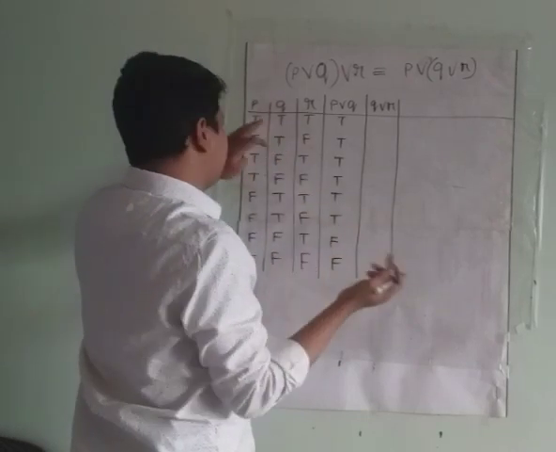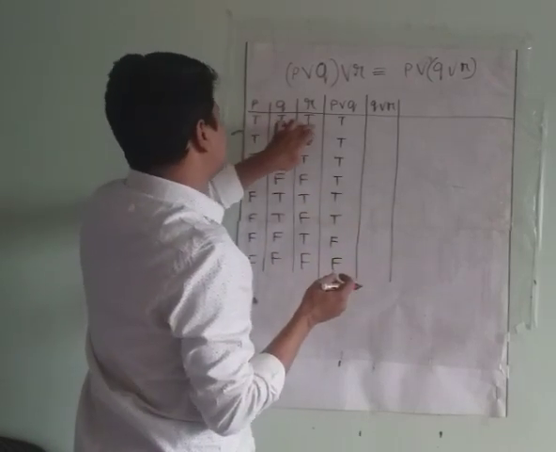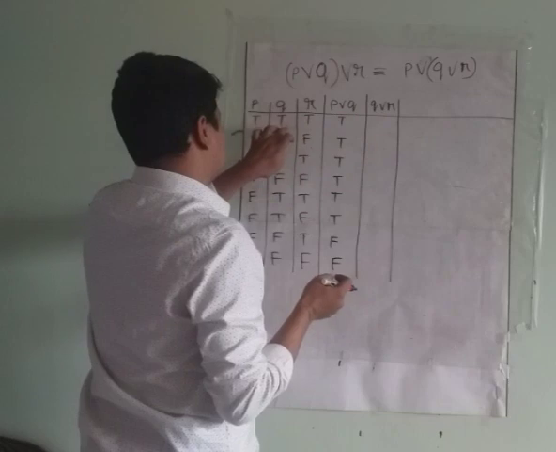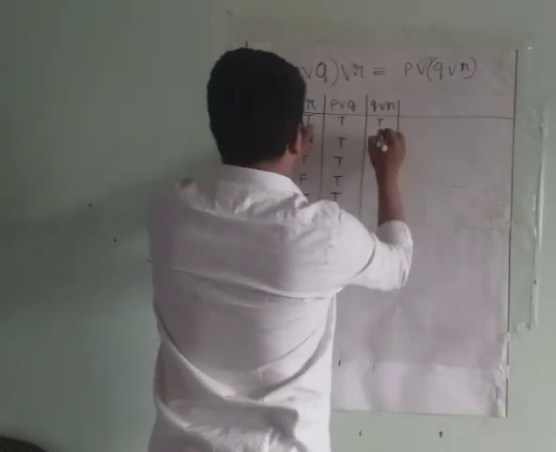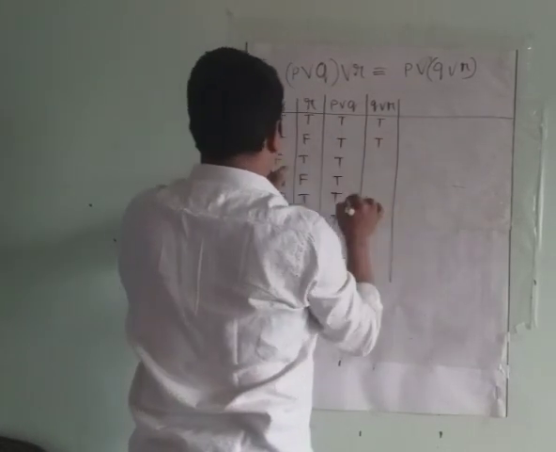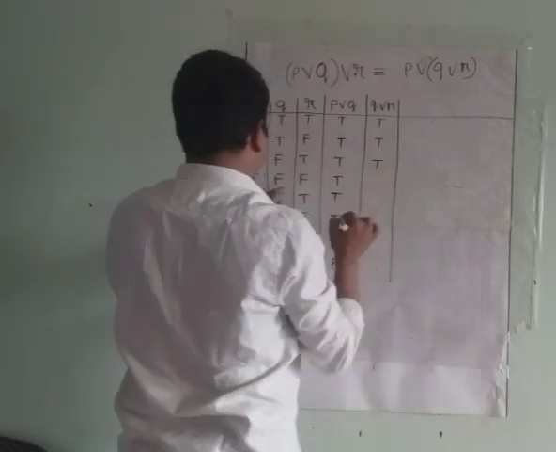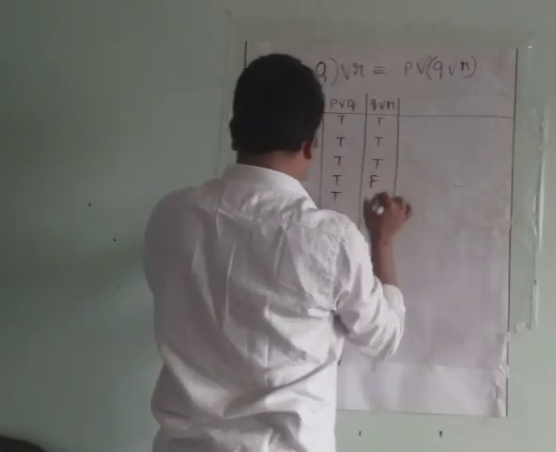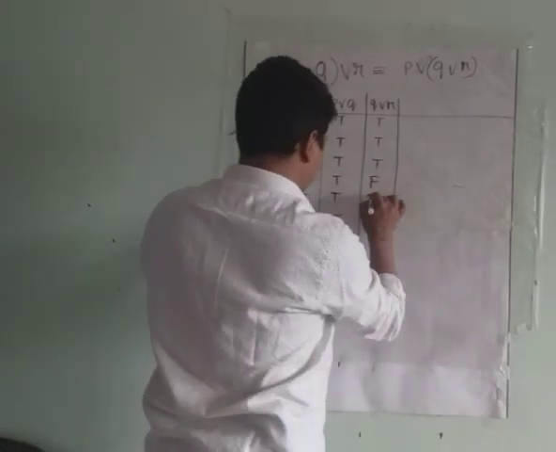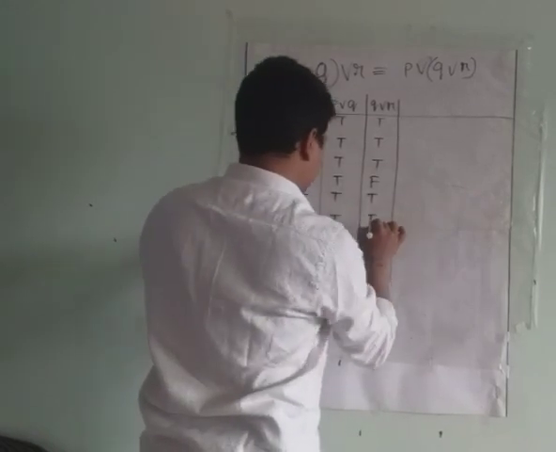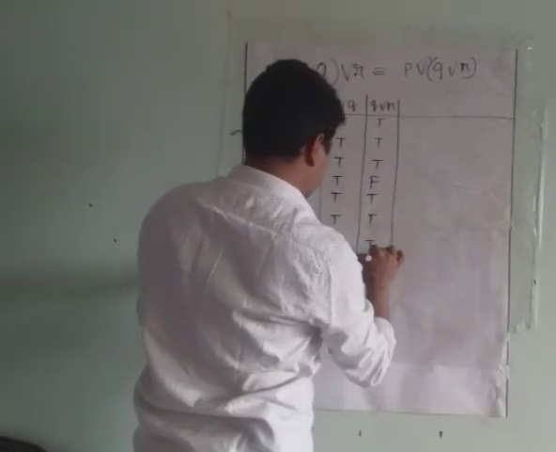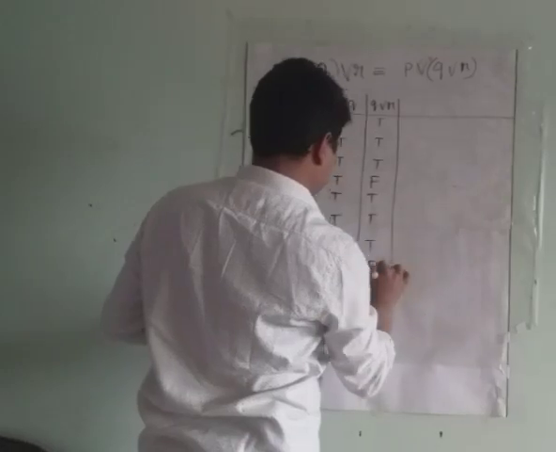Let's try Q disjunction R. Q and R: same, if any one of the two statements is true, the result will be true. True, true, true. This is false. Again true, true, true. This is false again.